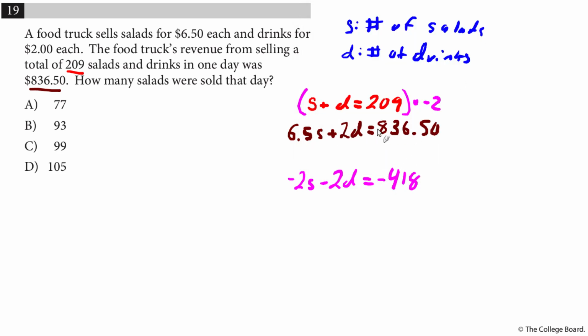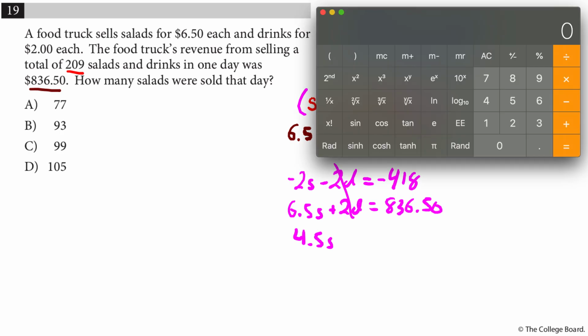All right, this one I will leave unchanged, so I have 6.5S + 2D = $836.50. The D's cancel. -2S plus 6.5S is 4.5S. And I'll go to the calculator for this. I have $836.50, so 836.5 minus 418 gives me, oh okay, that was almost half, 418.5.